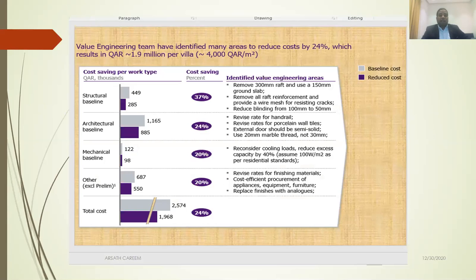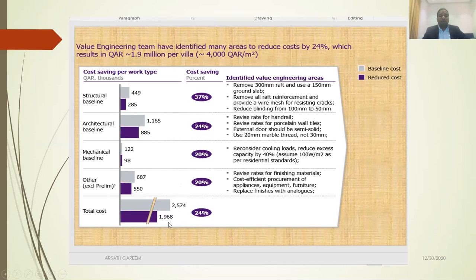I was involved in a villa project where I had to reduce the cost by 24%. After the technical design, when I checked my cost update, my budget was 2 million, but when I measured the cost, it came to 2.5 million. So I advised my design team that it was over budget, and I have to reduce it to 2 million.